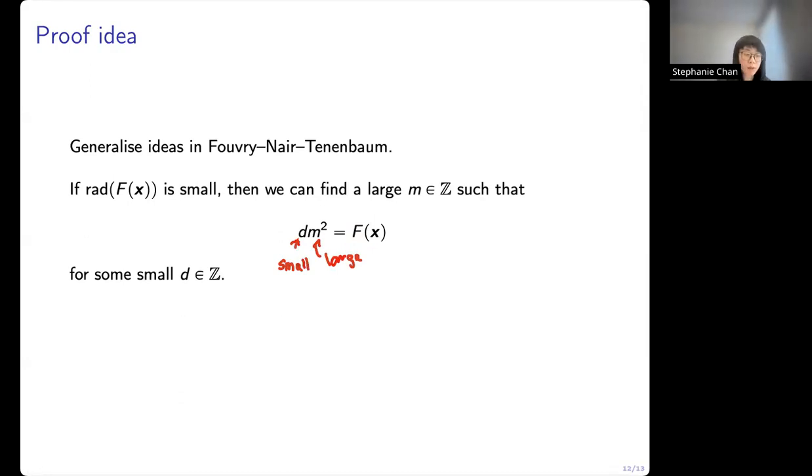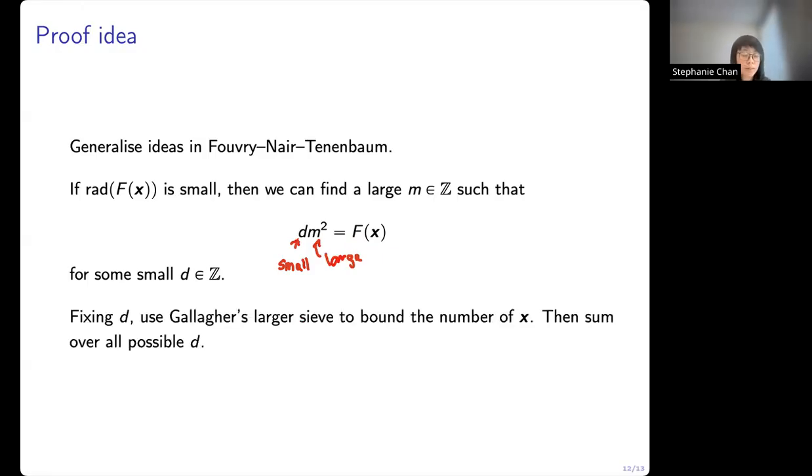This observation allows you to get some saving by applying sieve methods. The key bound that goes into the proof is obtained by fixing D and then applying Gallagher's larger sieve to count the number of points X. Then we take the bound that we get from the larger sieve and, at the end, sum over all possible D. So this is the main idea of the proof.